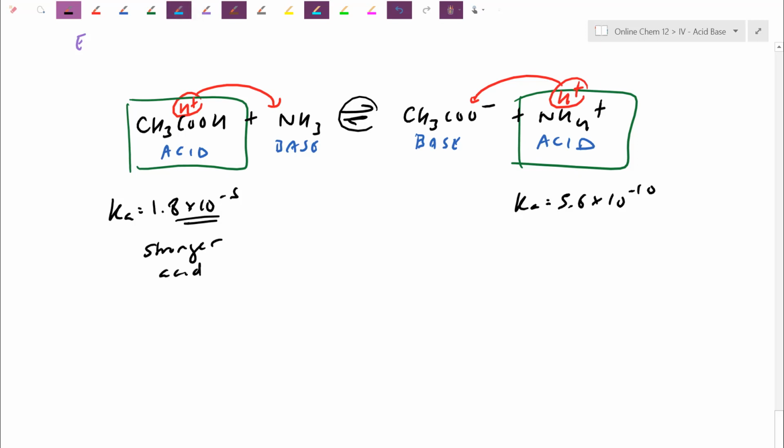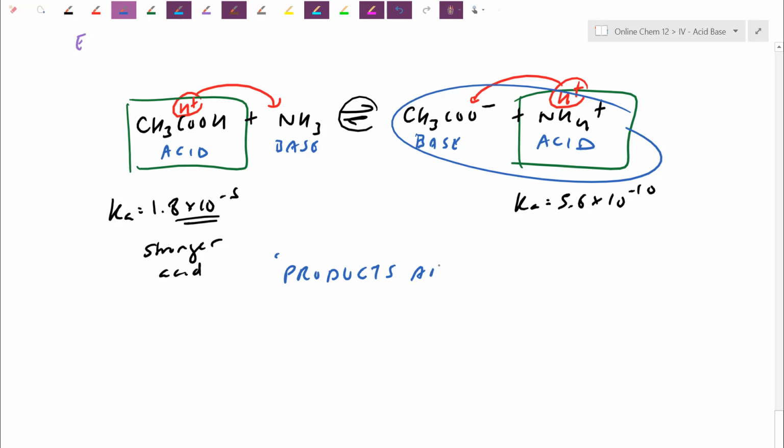If they do their job better, don't say this side is favored. If the stronger volleyball team is on this side, they're going to hit the volleyball to the other side of the court way more often. There's going to be way more products at equilibrium. So I have a stronger acid on the left side. So in our terminology, we can say products are favored. And what that means is we have more products at equilibrium.